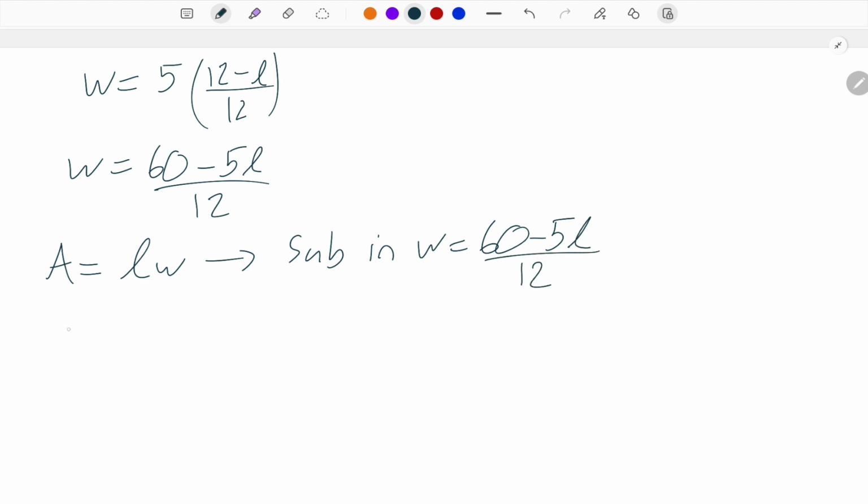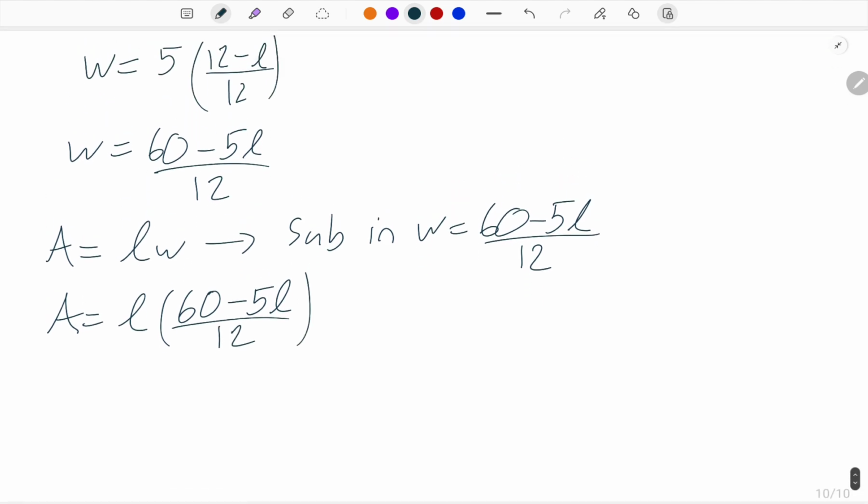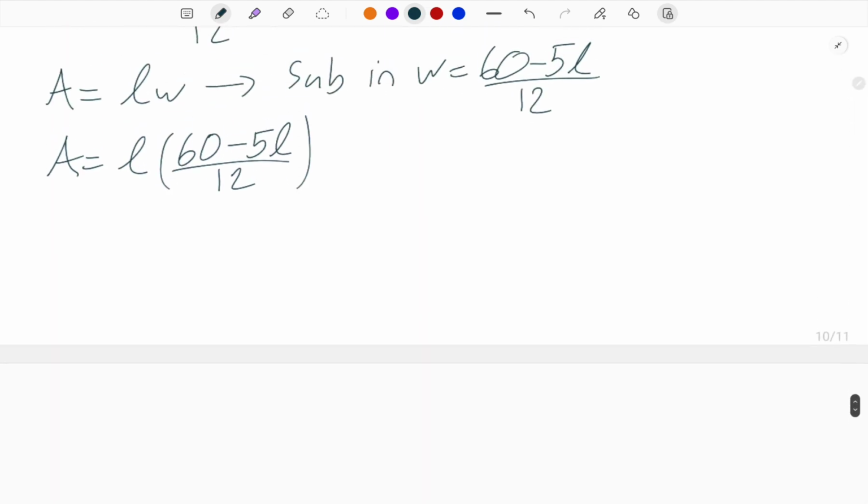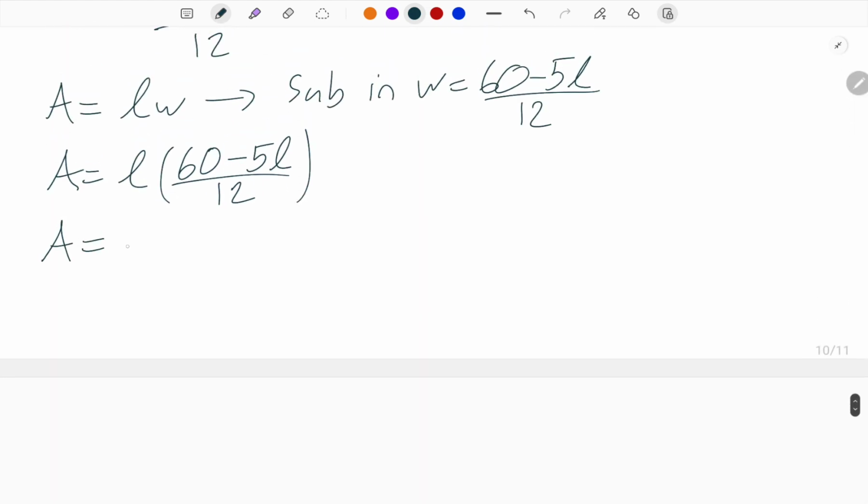And so now we can say that the area is actually length times this new measurement that we just found. And let's expand it out. It's always nice to have things expanded out. So we're going to have the area is just 60L minus 5L squared over 12. Okay, so we've got our area in terms of one variable. Again, we always want to get things in terms of one variable.